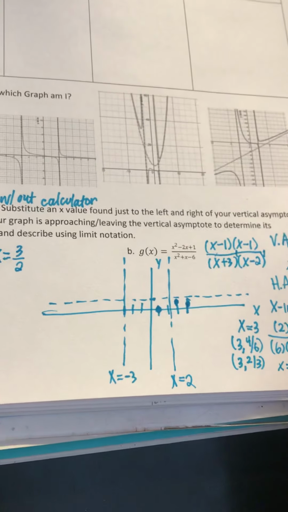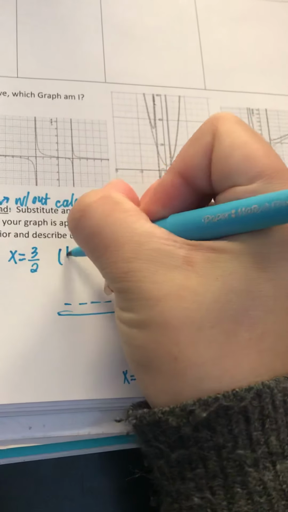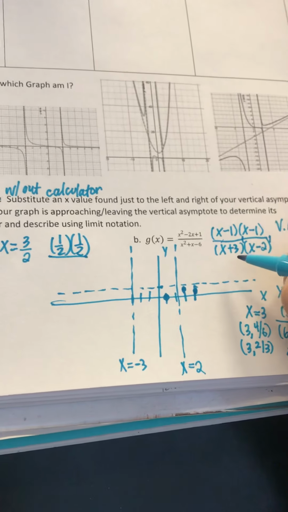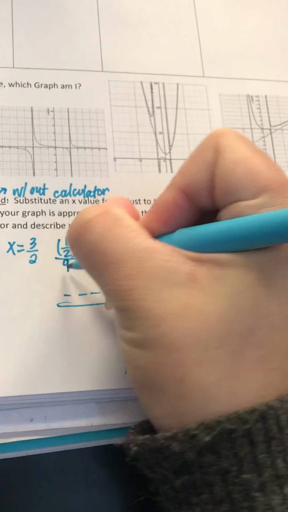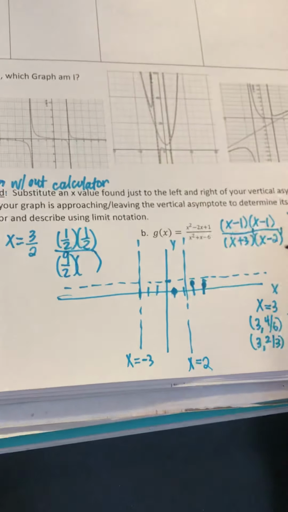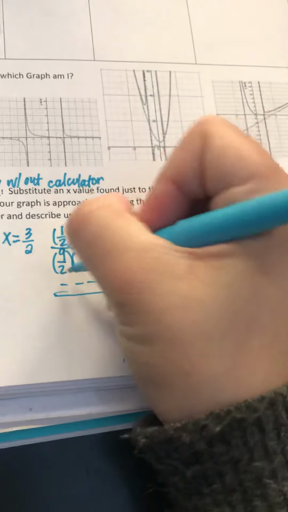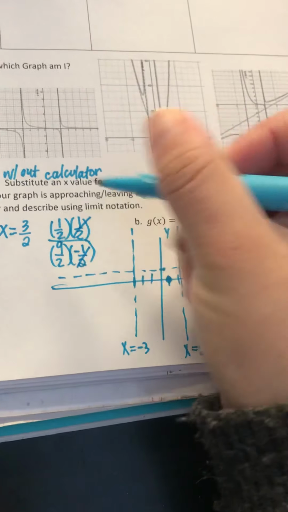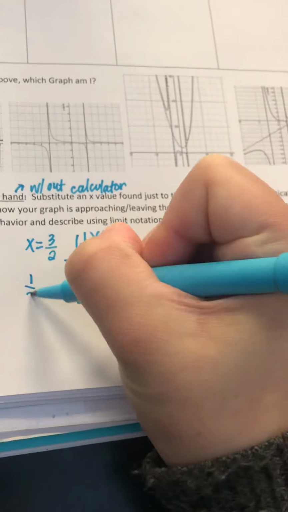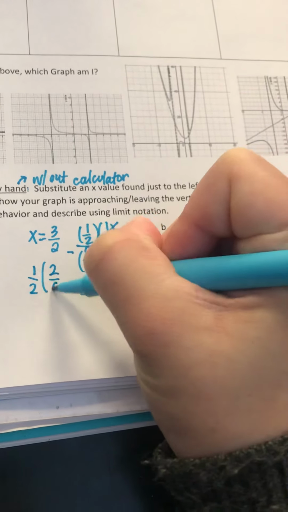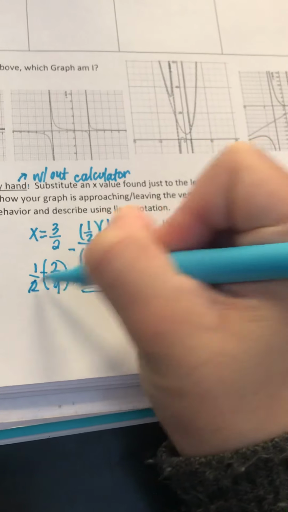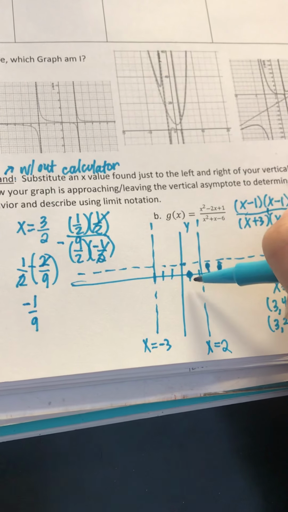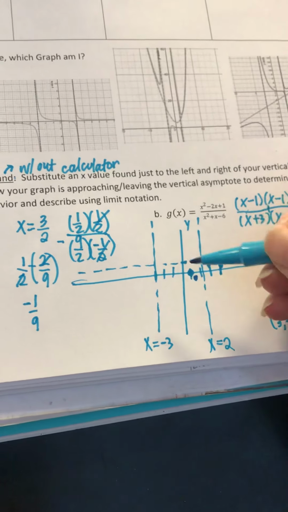3/2 minus 1, that's 1/2, times 1/2 over 3/2 plus 3, that's 9/2. And 3/2 minus 2 is -1/2. Well, I know one of these halves can cancel, leaving us with a negative. So 1/2 times 2 over 9, -2/9. I multiply by the reciprocal, gives us a -1/9. So -1/9 would be really close. See right here. And this is what I'm talking about.